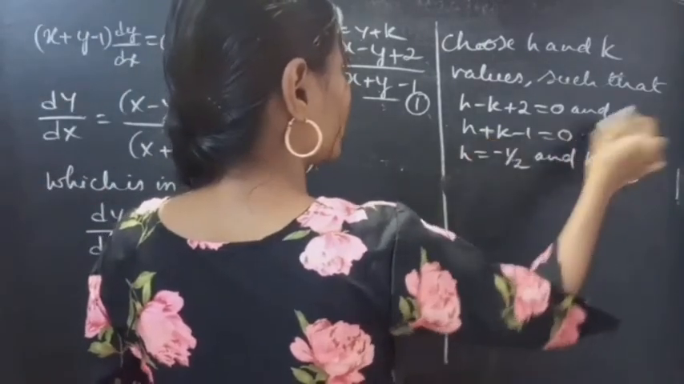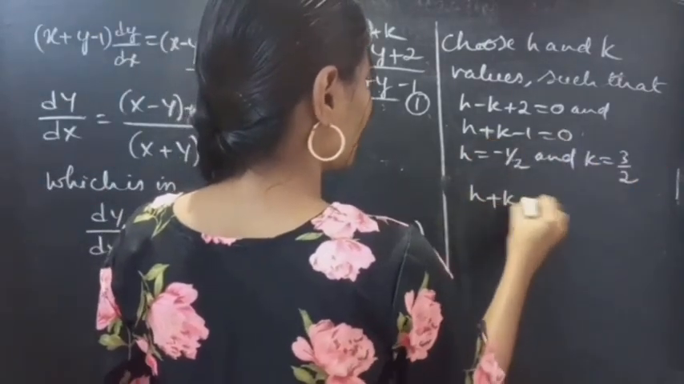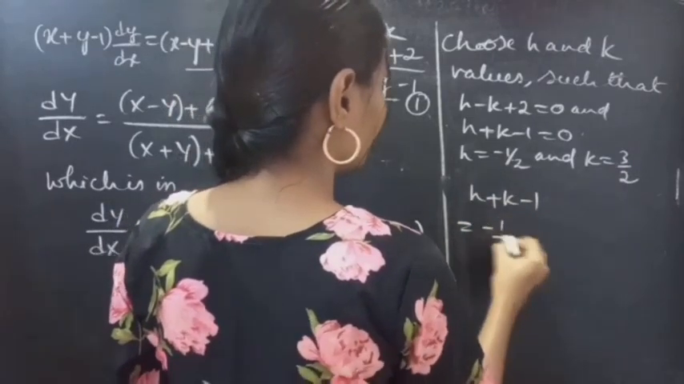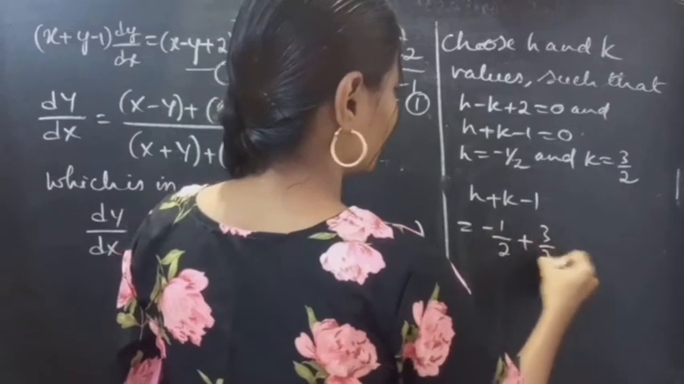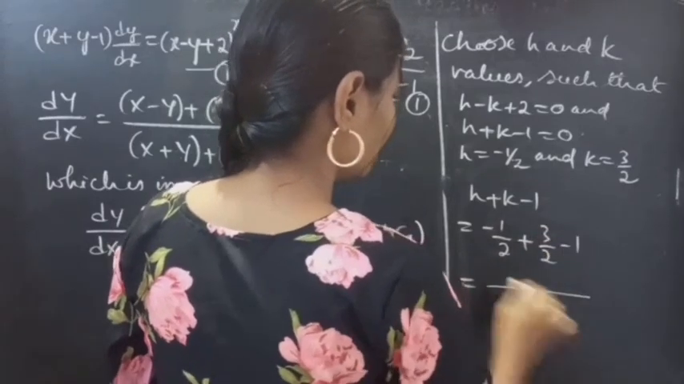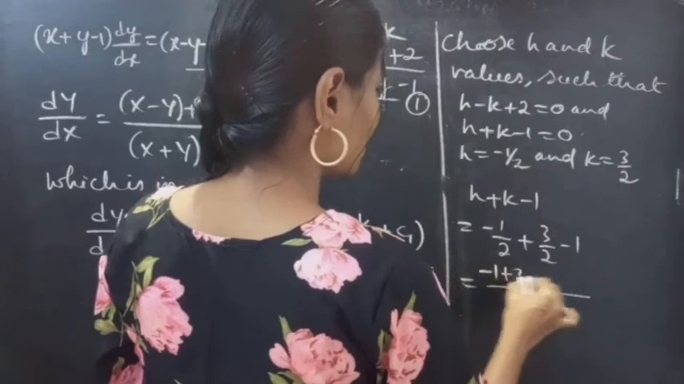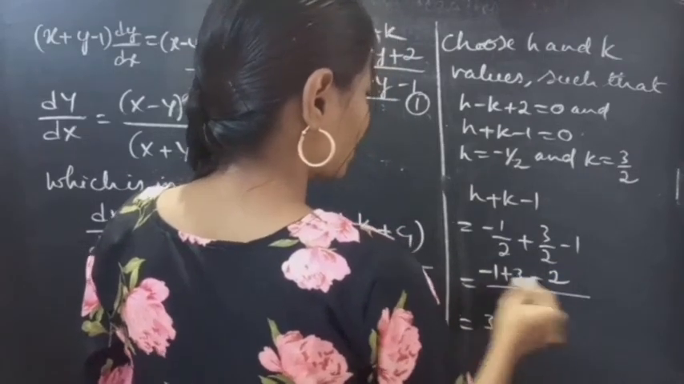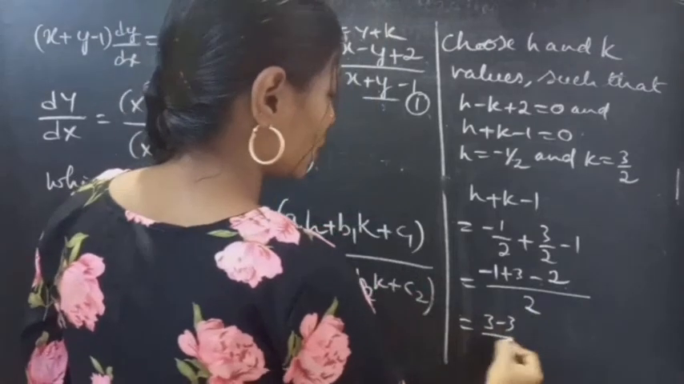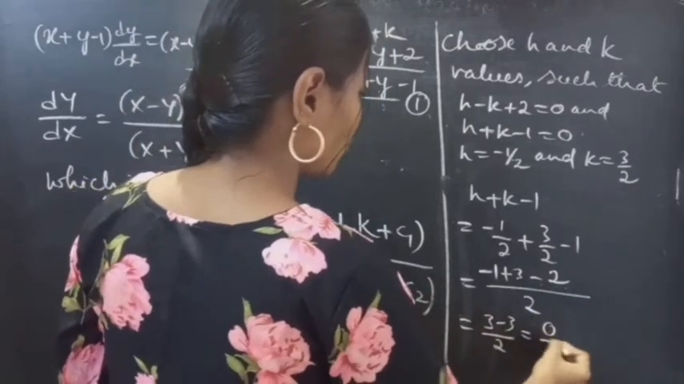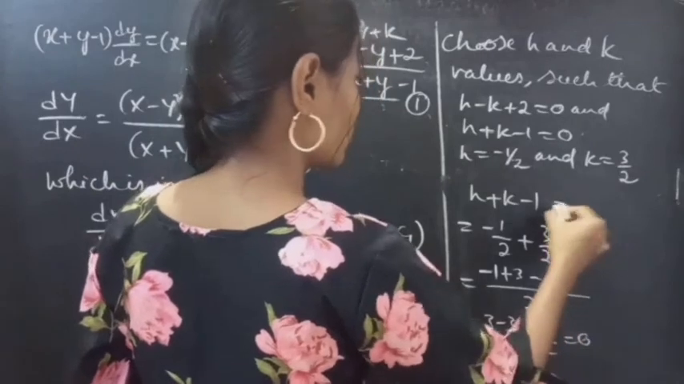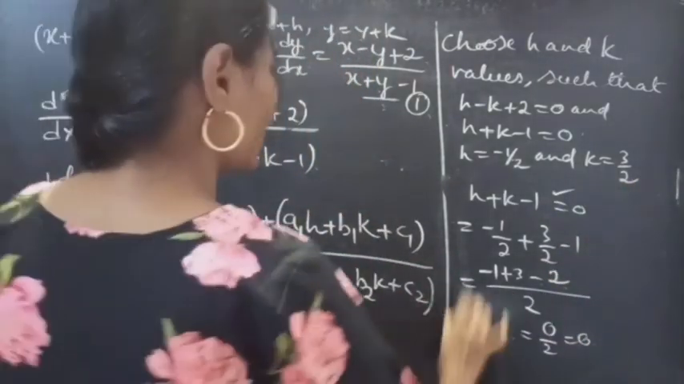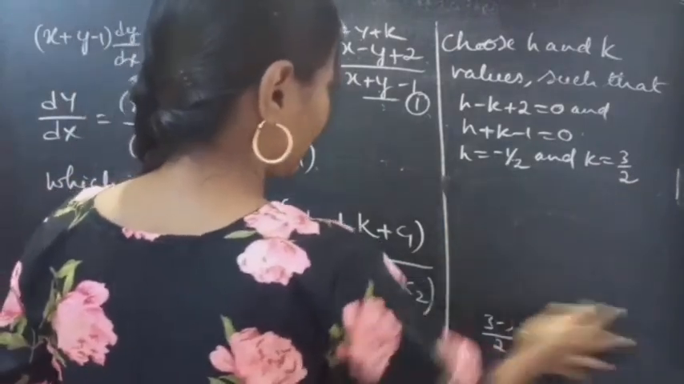Now pick the second one, h plus k minus 1. Now put the values of h and k. Take the LCM. In the numerator you'll get minus 1 plus 3 minus 1 into 2 is minus 2. This equals 3. Minus 1 minus 2 is minus 3 by 2. 3 minus 3 is 0 by 2. 0 by 2 is 0. So this equals 0. Right? So our values of h and k are correct.